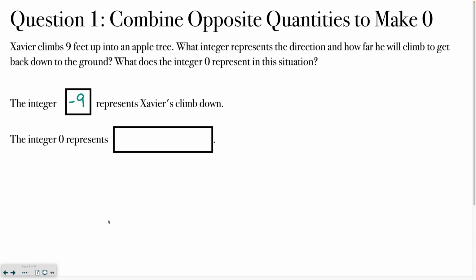And then the integer 0 in this instance would represent Xavier being back on the ground. Okay, because he climbed up 9 feet and then went back down the same distance, which means he would end up exactly where he started.